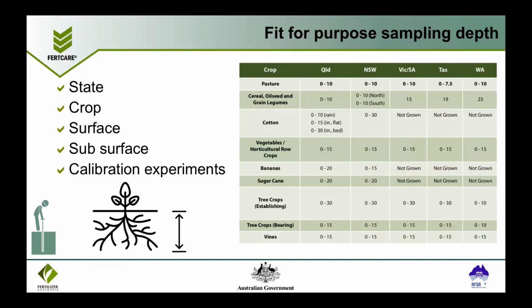What you find in the guide is some tables that show you by state of various crops and pasture systems the recommended depths of sampling within each state for taking either surface or subsurface soil samples. And these are often based on calibration experiments that have been done in the likes of the Better Fertiliser Decisions for Pastures and cropping type programs.